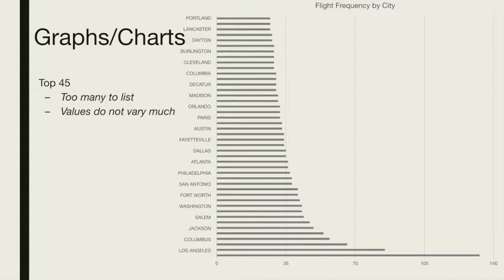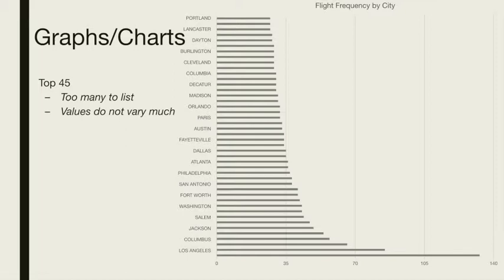Alright, this is my first graph. This graph is flight frequency by city. As you can see, this is just the top cities in the data, because there are far too many cities to list in a graph that would be readable. The other thing to know is that the cities that aren't on the list, all their values are pretty much very similar, and they do not vary very much from each other, so you're not missing a whole lot of information there.